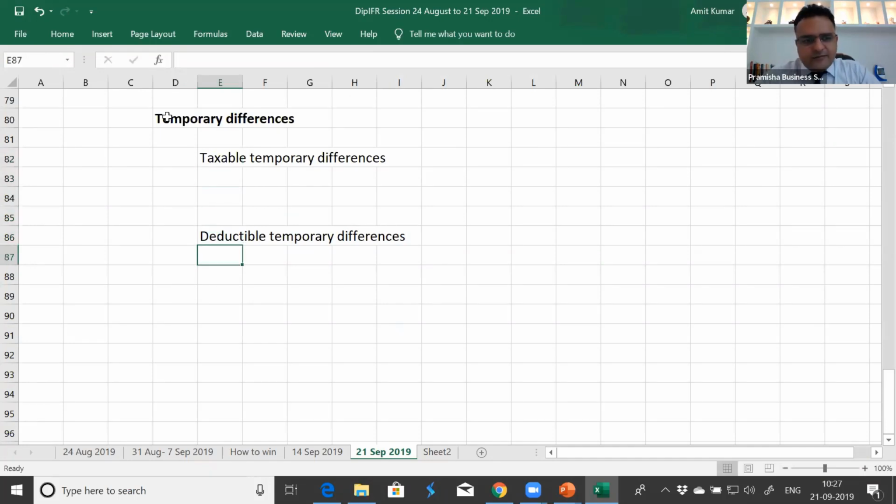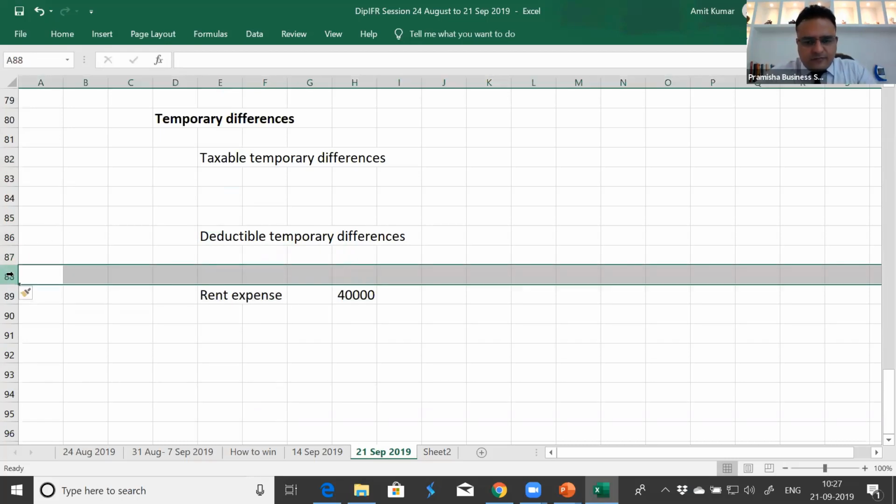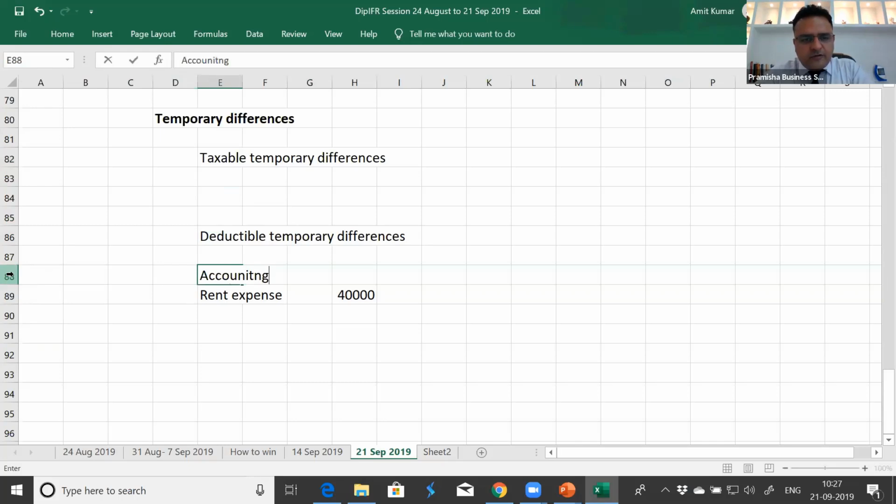Deductible temporary difference means you have recorded rent expense of 40,000 into your accounting books. At the same time, you also recorded rent outstanding of 40,000 that you are yet to pay. Tax books say that they will only allow this expense to be included when you pay. So according to them, rent expense is zero.